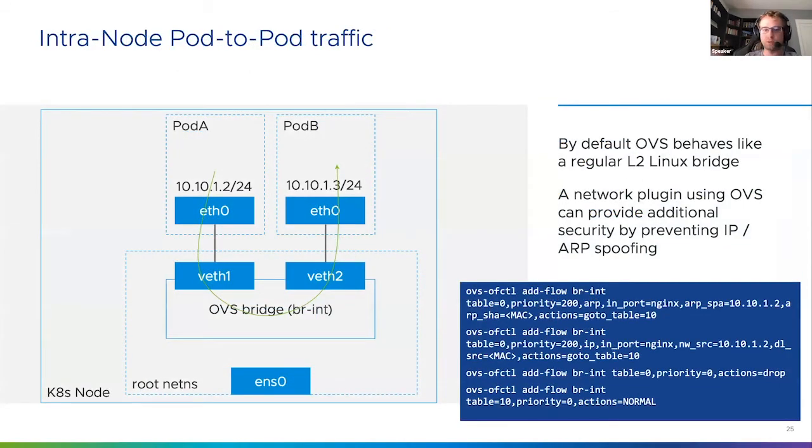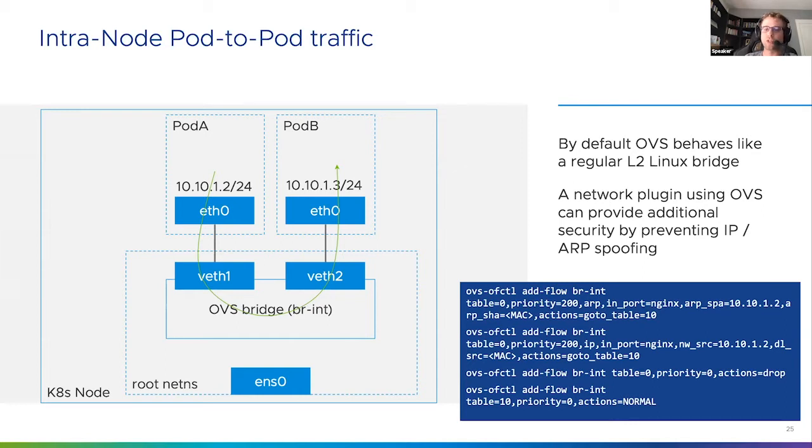So it's good for the scope of a single pod here, but let's assume that we have just created multiple pods like the previous one on one node, and we want them to be able to communicate. Well, by default, OVS is going to behave like a regular L2 Linux bridge. And in our case, all of those pods here, as we saw previously, are on the same subnet. So they should be able to talk to each other just fine.